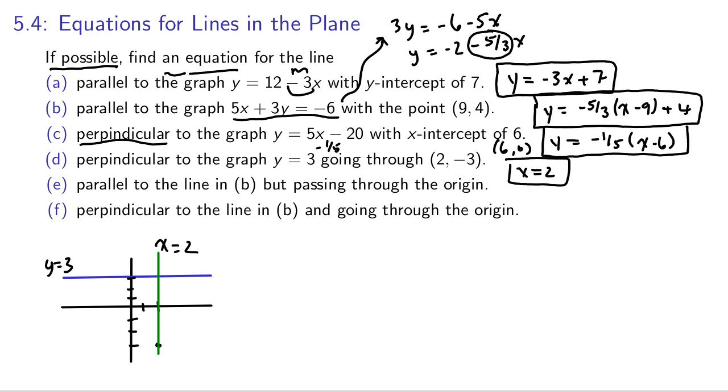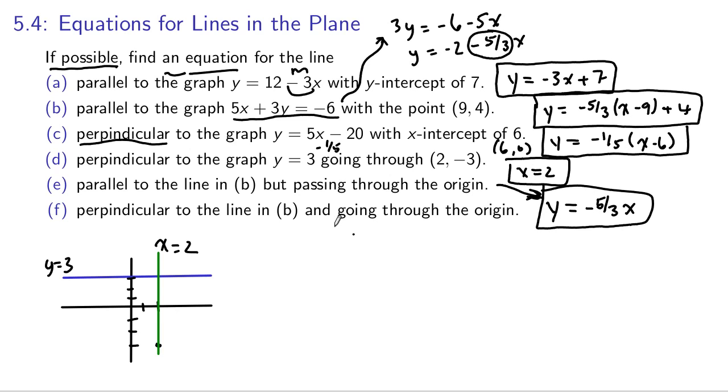E, parallel to the line in B, but passing through the origin. So in B we had a slope of minus 5/3. For it to pass through the origin means it has an x-intercept of 0 and a y-intercept of 0. In other words, all we need to write is y equals minus 5/3 x. We're done for part E. Okay? You could think about it as point-slope form. The point would be 0, 0, x naught would be 0, and y naught would be 0, and you end up with minus 5/3 x.